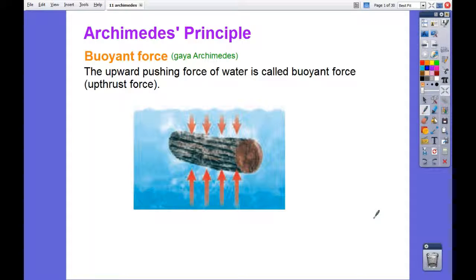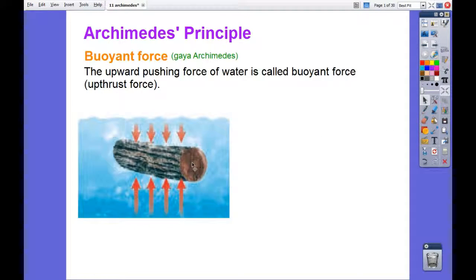Here, there are several questions that we are going to answer. First, how does this buoyant force form? And what does this buoyant force depend on?